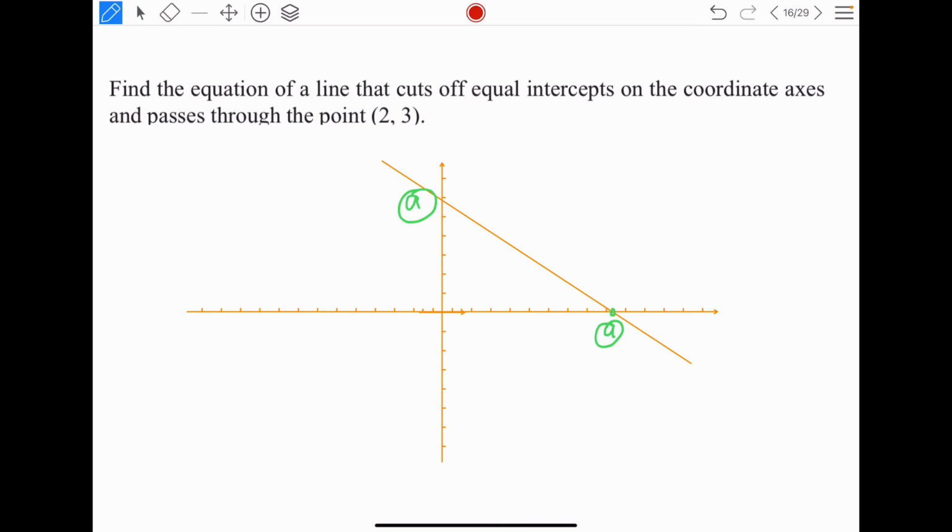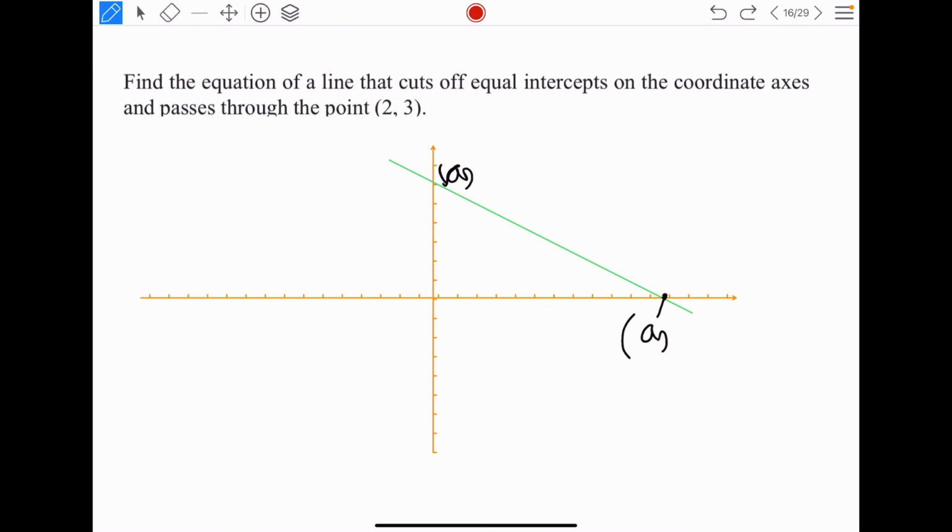Now this equation, there was a little technical glitch for which I had to pause the video in between. So let us continue from where we were. We were talking about the equation of line that cuts off equal intercepts on the coordinate axis. That means the x-intercept is also A and the y-intercept is also A.